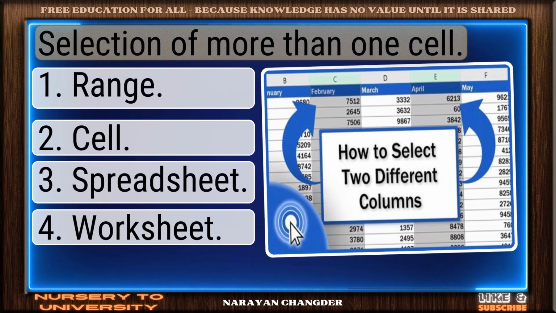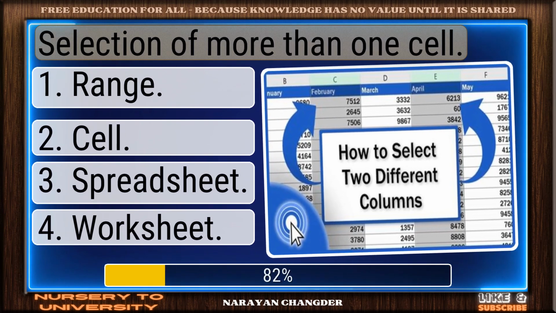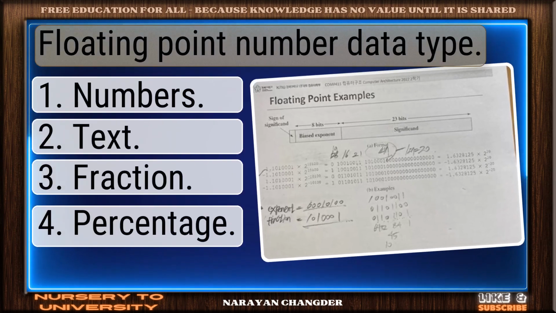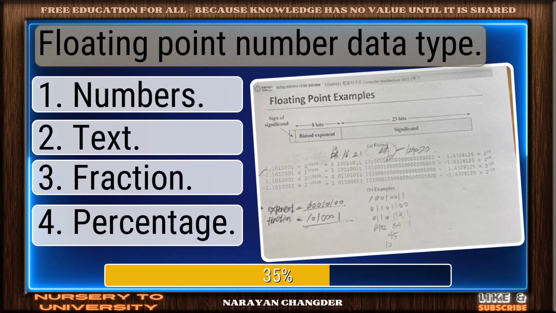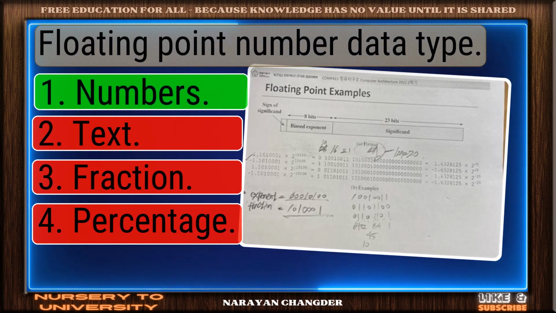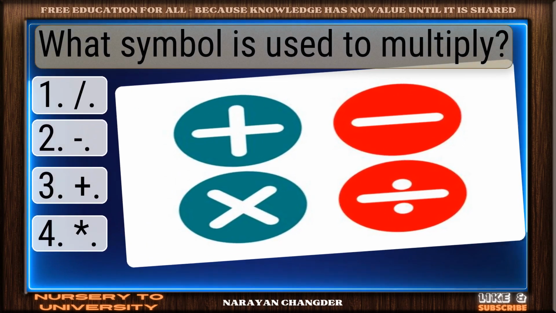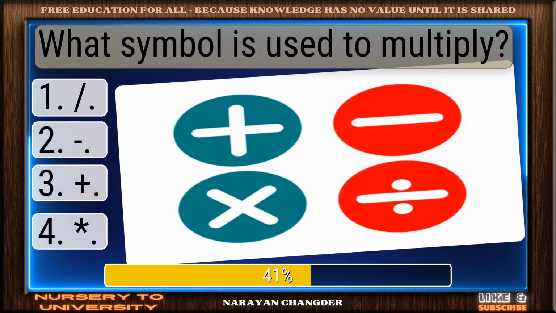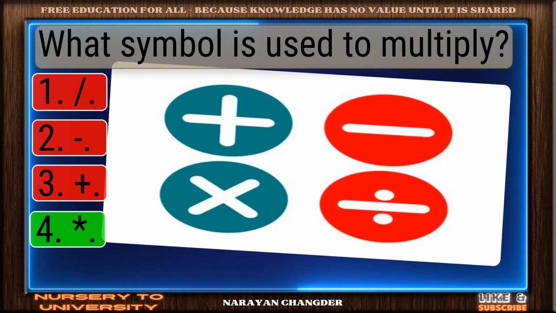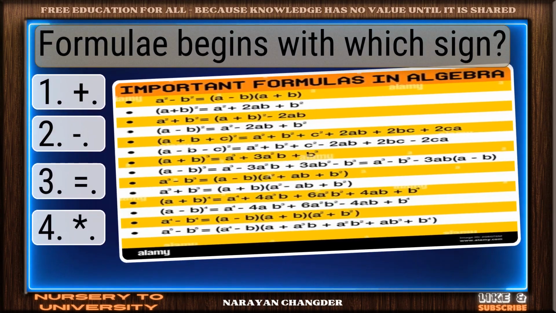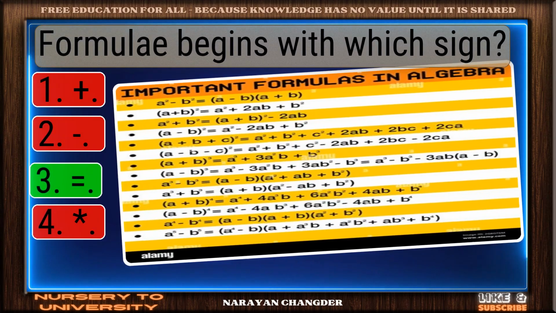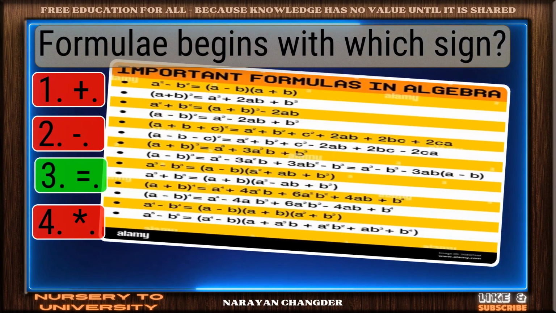Selection of more than one cell? Right choice. Range is the best answer. Floating point number data type? You got it. Your choice numbers is right. What symbol is used to multiply? You chose it, and it is correct. Formulae begin with which sign? Great job. Equal to is the accurate answer.